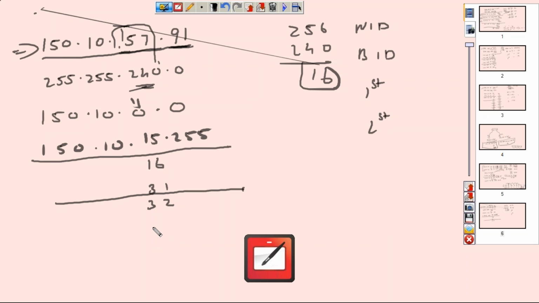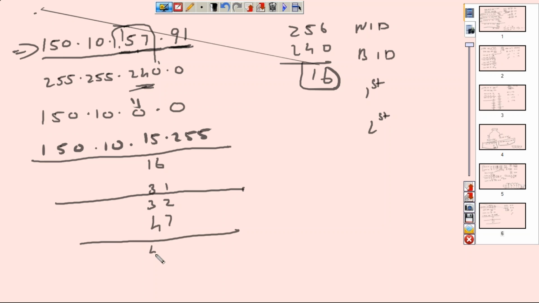32 plus 16 is 48, minus 1 is 47. Still not in there, right? We need to reach 57, so the next one is 48 to 63. Is our 150.10.57.91 in there? Yes.